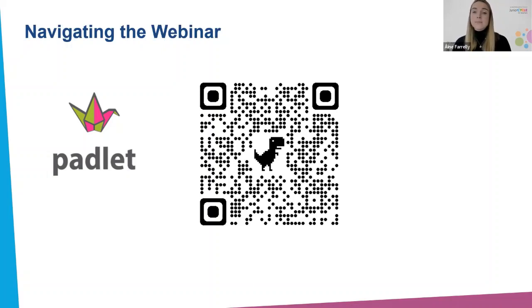The purpose of this Padlet this evening is to allow us to collaborate, to share ideas, to reflect on what we are learning. We'll hear from lots of physical education colleagues throughout the course of this evening, and this Padlet page is a way of contextualizing what we hear and collaborating with each other. So that's the purpose of the Padlet this evening.